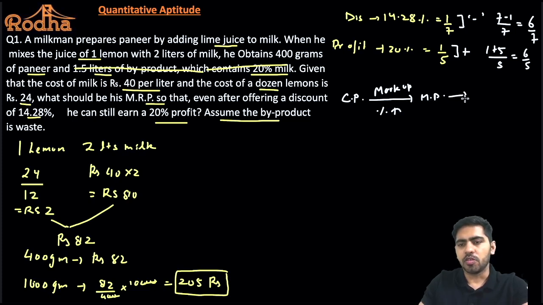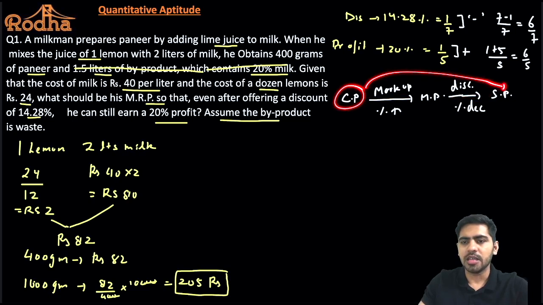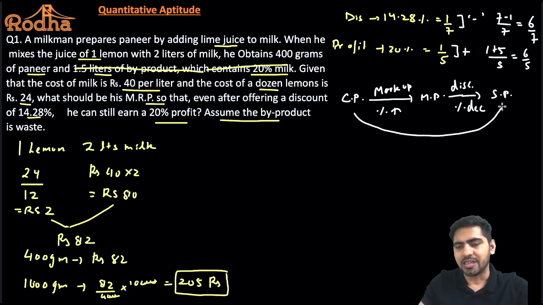From mark price, if I want to go to the selling price, I need to apply a discount, and discount is always a percentage decrease. So in a way this is two successive percentage changes, one increase and then decrease. If I want to go from cost price to selling price, I need two successive percentage changes. It can be increase, decrease, increase, or both decrease, anything. And from cost price, I can directly reach the selling price using my profit or loss percentage, isn't it?